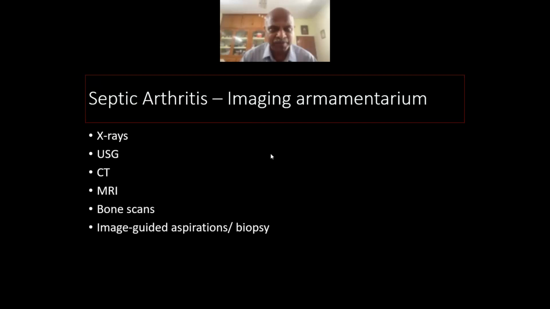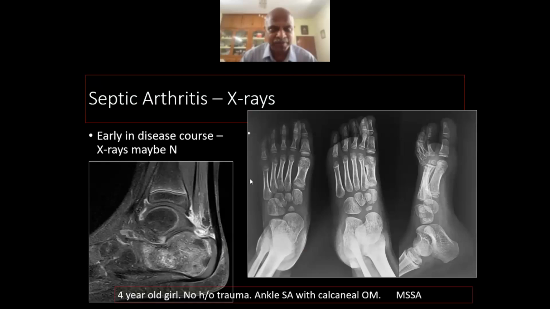So let's now move on to the imaging features. What do we have in our imaging armamentarium? We can use all of these: X-rays, ultrasound, CT, MR, bone scans, and image-guided procedures can be done. And this I will not be covering because there's a subsequent lecture on it. Ultrasound and CT have a very critical role for the image-guided aspirations. The radiographic features are something that we must know.